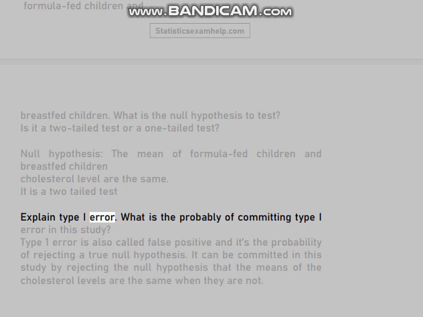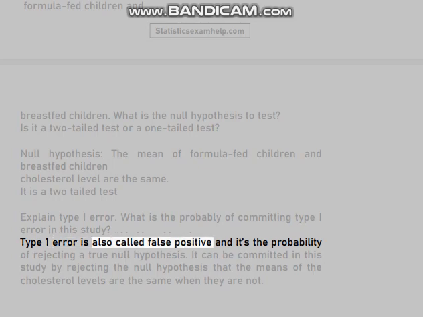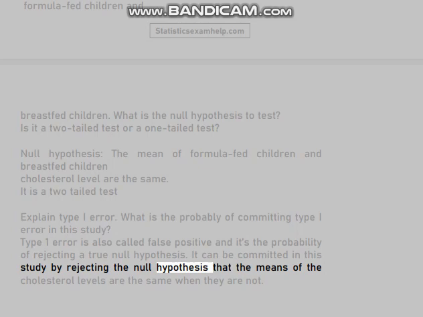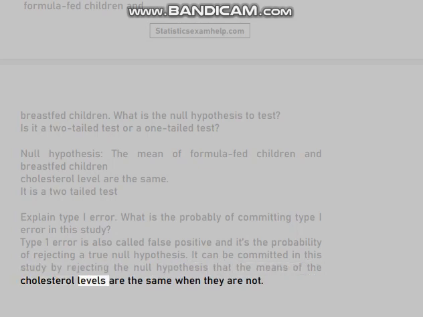Explain type I error. What is the probability of committing type I error in this study? Type I error is also called a false positive, and it is the probability of rejecting a true null hypothesis. It can be committed in this study by rejecting the null hypothesis that the means of the cholesterol levels are the same when they are not.